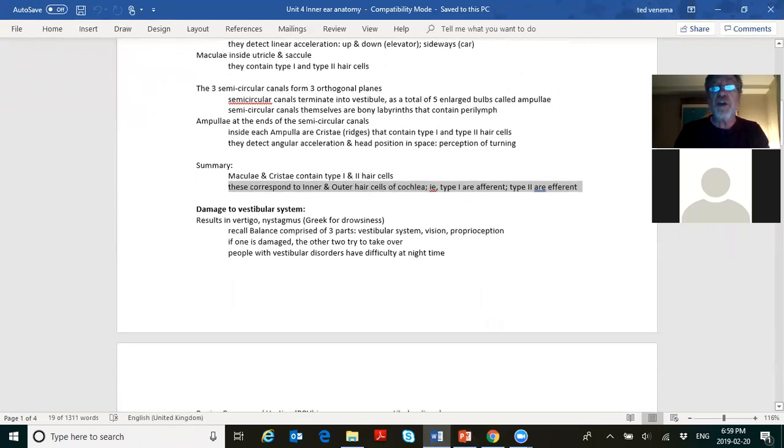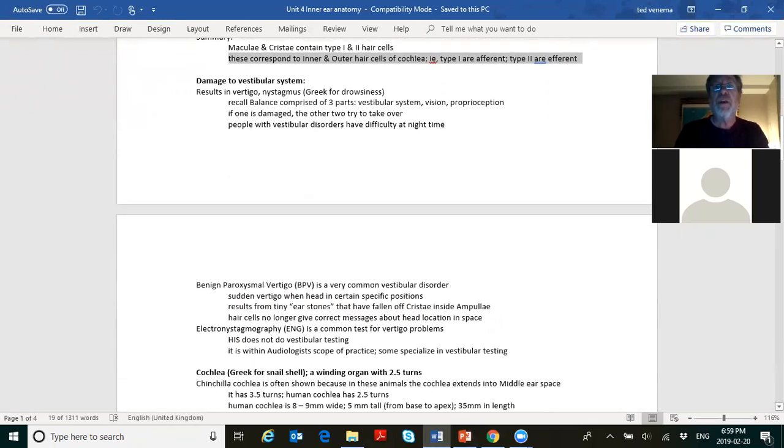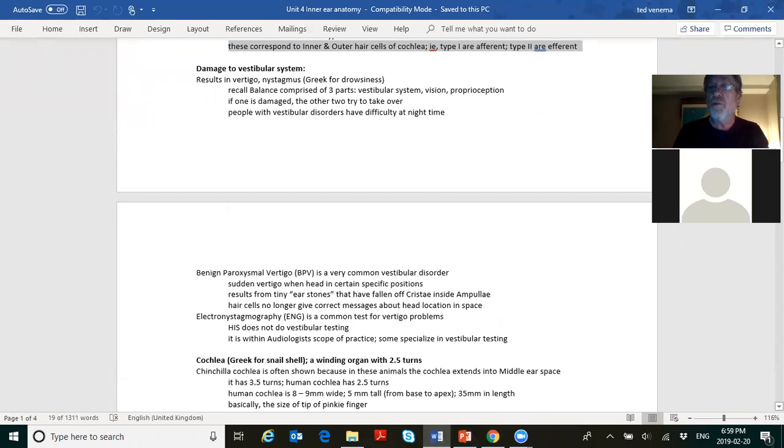Damage to the vestibular system results in vertigo, nystagmus, Greek for drowsiness. Nystagmus. That's your eyes moving, especially when they're tracking.